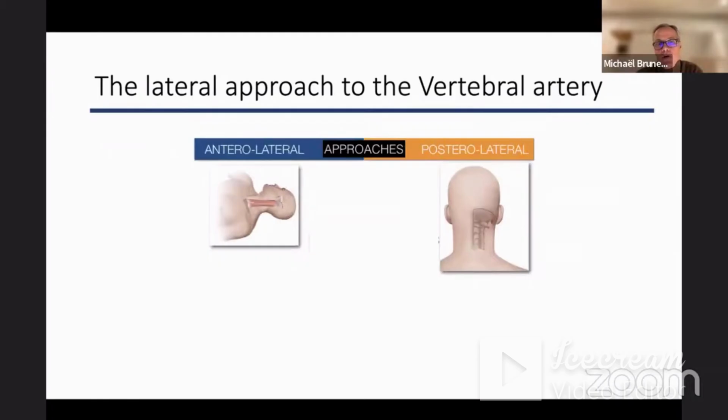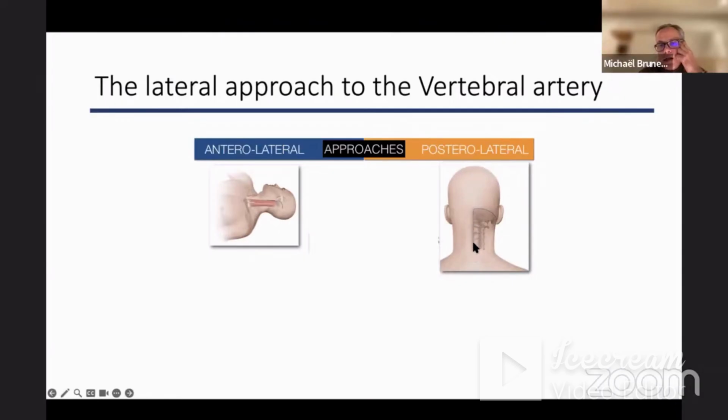So now, what are the approaches to the vertebral artery at the level of the craniocervical junction? I spoke until now about the exposure at the cervical level. Now, at the craniocervical junction level, there are basically two approaches, the anterolateral approach and the posterolateral approach. The posterolateral one, you are very familiar with this approach.